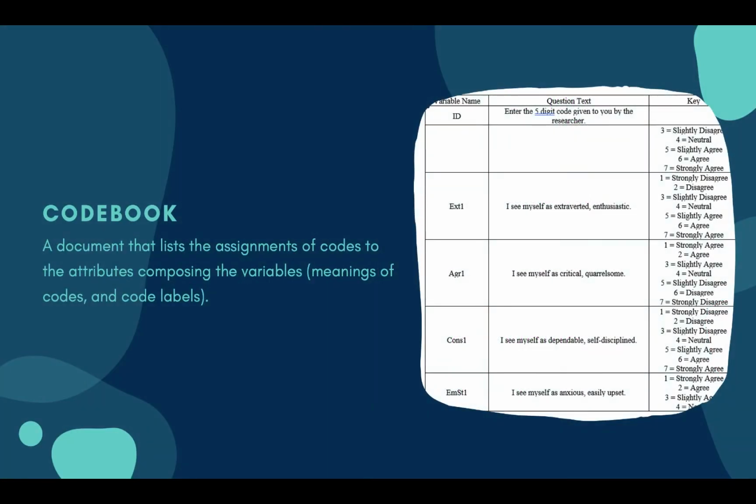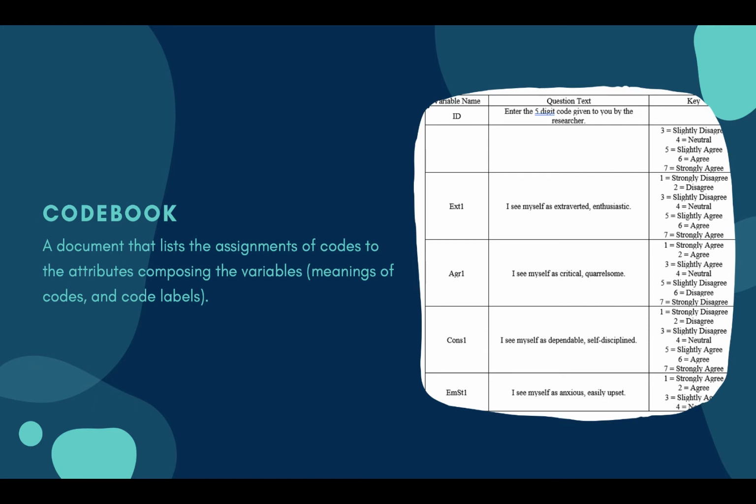Again, I talked about the concept of the code book. It's a document that lists the assignments of codes to the attributes composing these variables, meaning that it lists out the various codes and those code labels. So here we have an example. The variable name is AGR1. That means if we looked in an Excel spreadsheet, we'd have observations on the rows, so every person or every case is on the rows, but the variables are on the column.